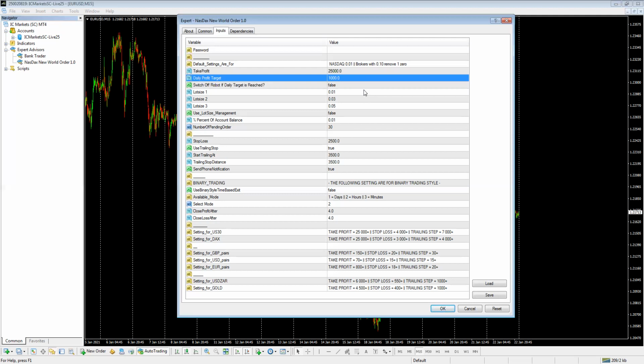What we also need to clarify here, just because the daily profit target is set to 1,000, this does not mean each day you will be making 1,000. This is set to 1,000 based on the average and how the robot performs. On a good day, you can make more than 1,000 USD on NasDaq. I'm not talking about currencies now. I'm talking about NasDaq.